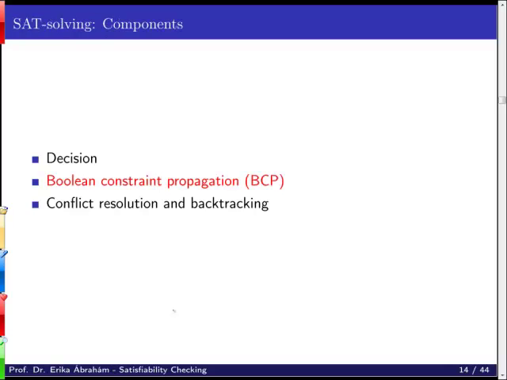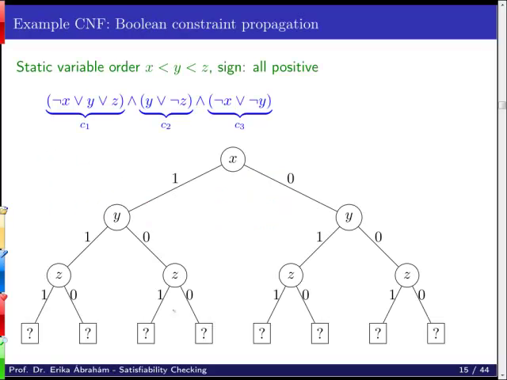First, the Boolean constraint propagation, called BCP for short. Let us come back to our example again, and assume we have the variable order x, y, z, and first we assign positive literals. So I go first this path. This is the first to check, and then I recognize, as we have seen, that this is unsatisfiable.